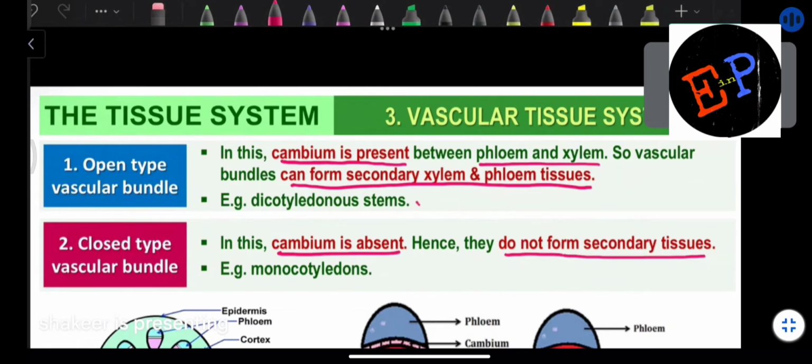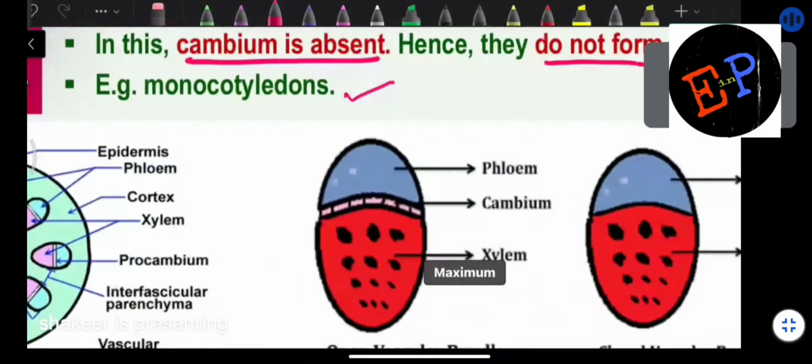Examples: for open type of system, the example is dicotyledonous stems, and for closed type of system the examples are monocotyledonous stems. So in dicotyledons, is cambium present or absent? Cambium is present, so open type or closed type? Open type. In monocotyledons, cambium is absent, so closed type or open type? So they are closed type.